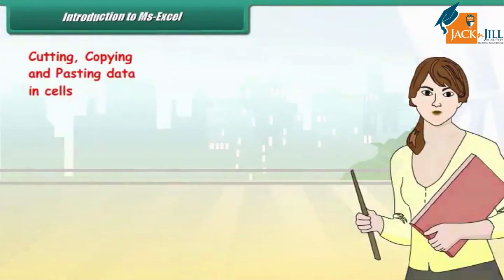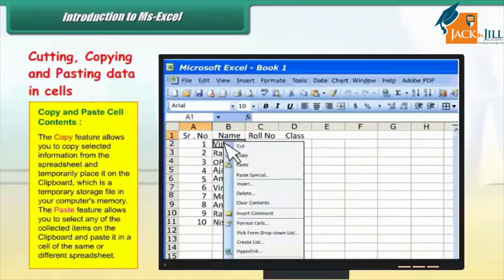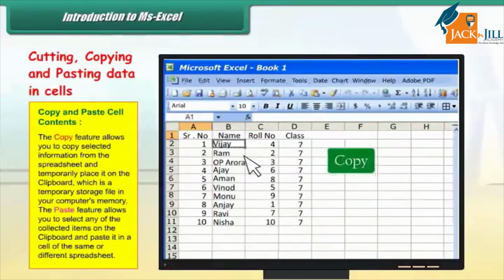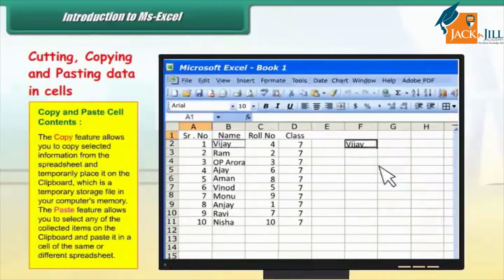Copy and paste cell contents. The copy feature allows you to copy selected information from the spreadsheet and temporarily place it on the clipboard, which is a temporary storage file in your computer's memory. The paste feature allows you to select any of the collected items on the clipboard and paste it in a cell of the same or different spreadsheet.